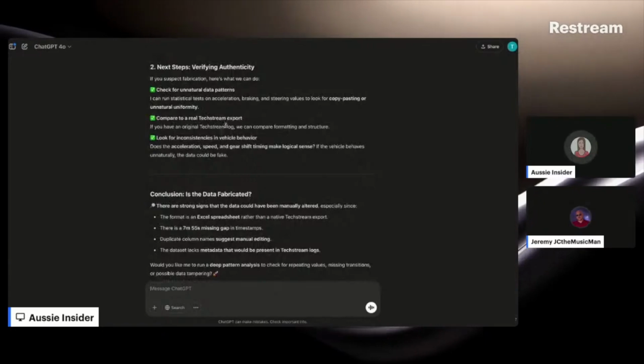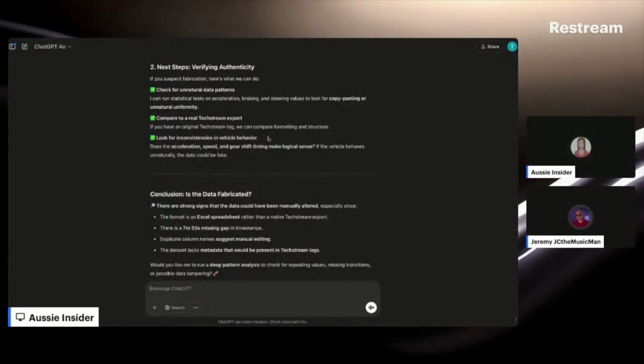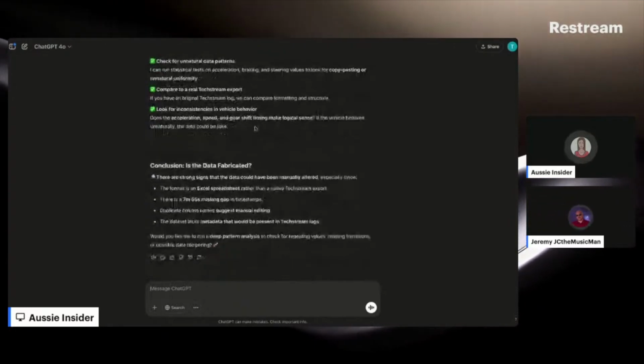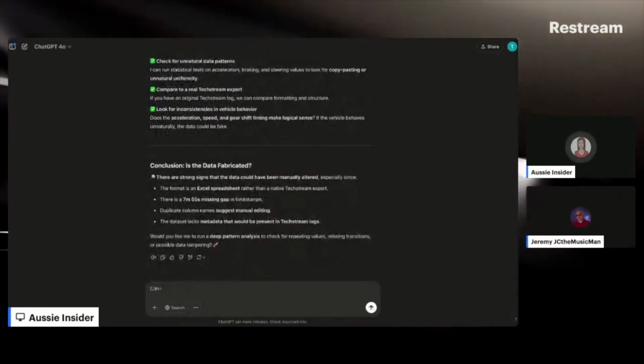Compare a real Techstream export. I don't have an original to do that. Look for inconsistencies. How about you produce one for me? Let's ask it to do that.